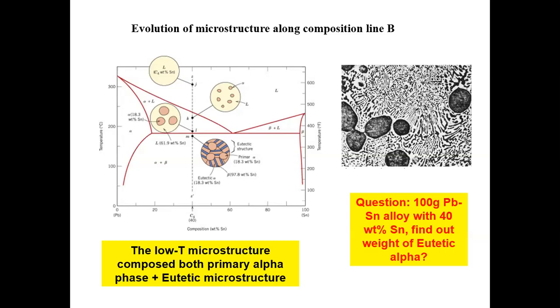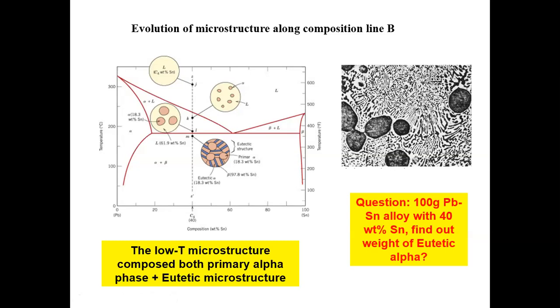Because you're not interested in the primary alpha. I'm only interested in the eutectic alpha, right? Where does the eutectic alpha come from? From the liquid, right? So let me, because these two look pretty much the same, say for the liquid I have 55 grams of liquid and 45 of alpha. So now I only need to worry about that 55 grams of liquid, right?